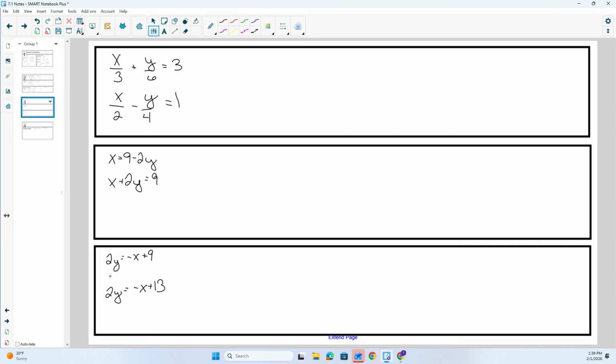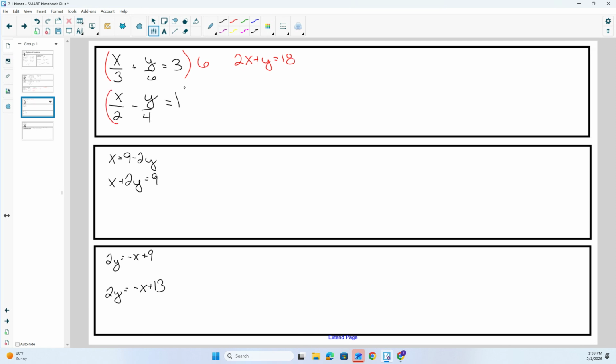Now we're going to do something with fractions. And as I always like to do, I like to get rid of my fractions first. So I say, okay, what is my common denominator in this first one, which is 6? So if I multiply everything by 6, that gives me 2x plus y is equal to 18.